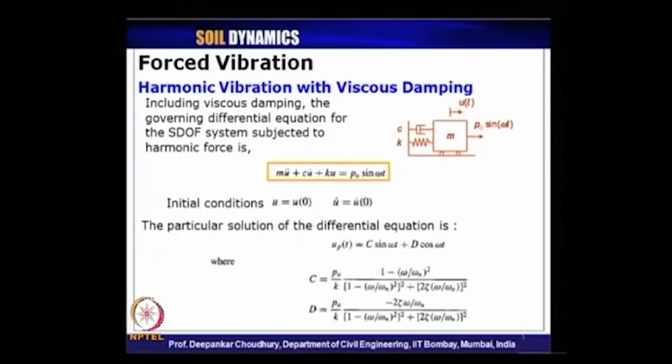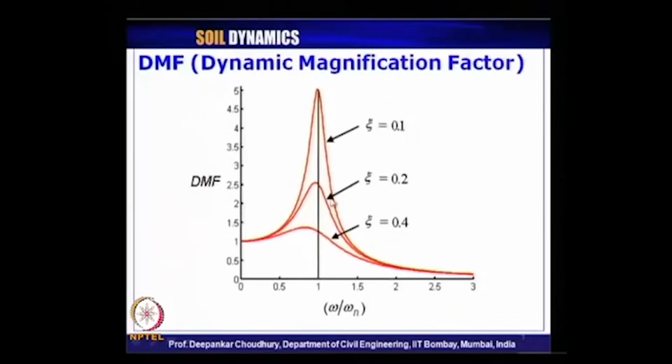A small recap of what we have done. The dynamic magnification factor, how it varies with respect to the frequency ratio, that is, the ratio of the externally applied frequency to the natural frequency of the system, how it varies for different damping ratios, where the peak occurs and what the maximum dynamic magnification factor is, all these things we have seen. So, continuing with this background, let us further discuss this dynamic magnification factor.